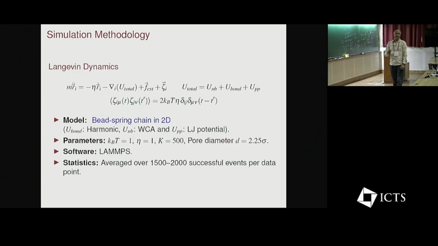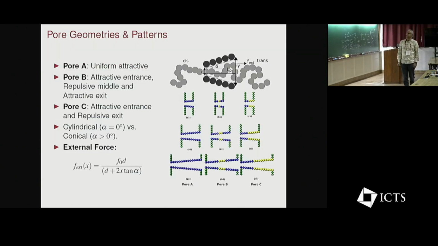We again did Langevin dynamics simulations in 2D. Our model is a bead spring chain. This is the equation of motion in this particular part, and then we use LAMMPS software, averaged over around 2,000 successful events per data point. These are the different geometries and different patterns we try to study.